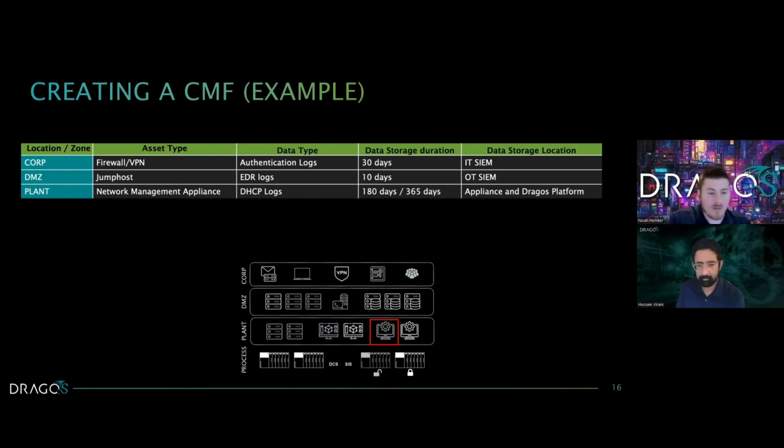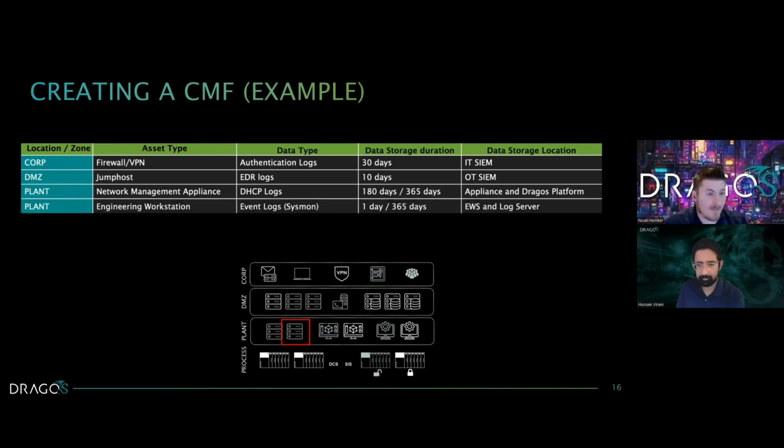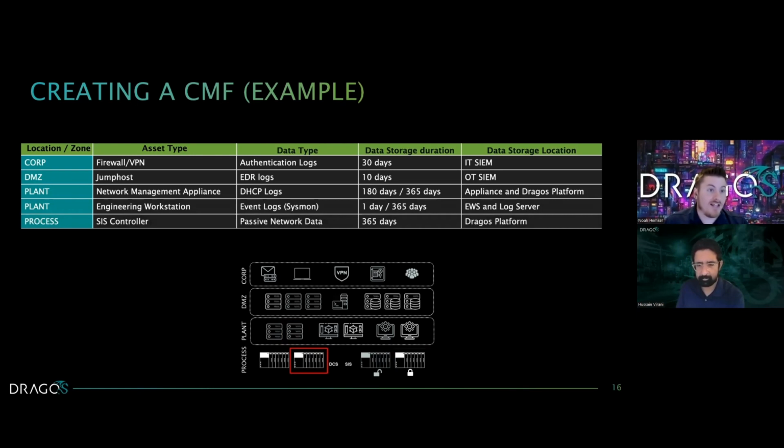Then moving into a network management appliance, DHCP, that goes back almost a year. It may be provided by the Dragos platform or another appliance, and it gives you that history of IP assignments to MAC. Then moving into the plant area network, we talk about that engineering workstation. Maybe you have Sysmon gathering event logs from that system. But once again, if it's local to the system, it may be a day or possibly a year, given the compression algorithm that's used. And of course, if you're aggregating this all to a log server, that is the best.